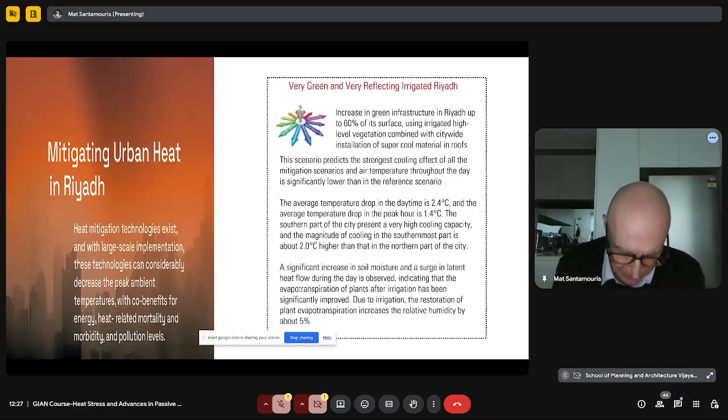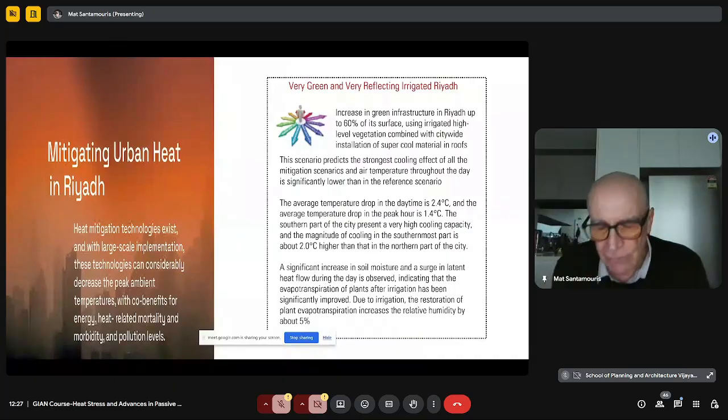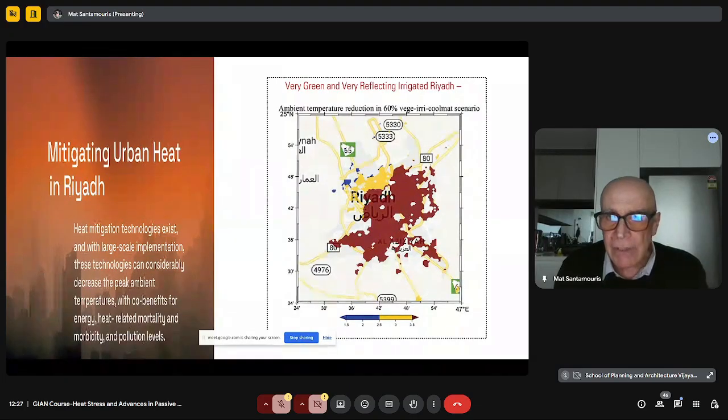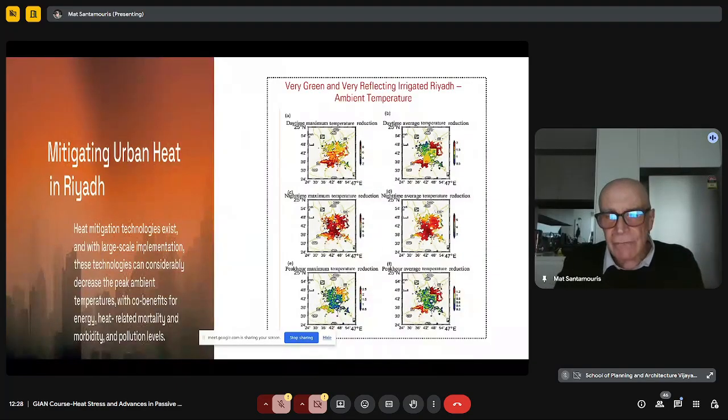because of the very high surface temperature. So we combine the solutions in specific parts of the city, trying to decrease the release of the sensible heat by using supercool materials, and increase as much as possible the use of latent heat by using irrigated greenery. In this case, we have a maximum temperature reduction of the city close to 4.5 degrees. This is the most important reduction of the temperature we never had in a city. And also a very important reduction in the areas that are of concern.